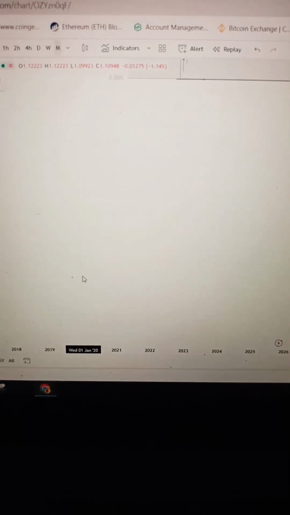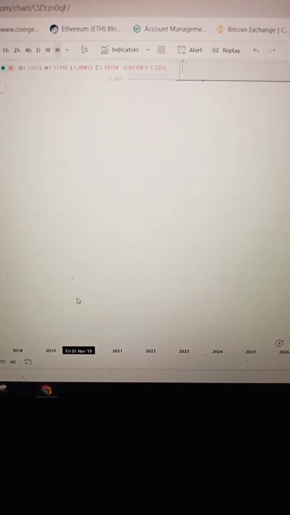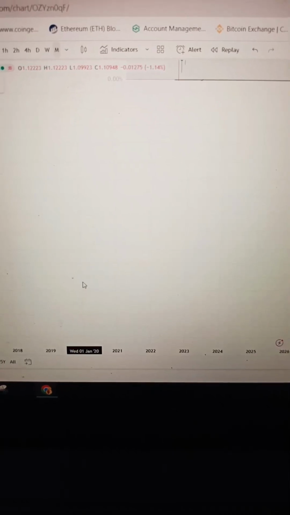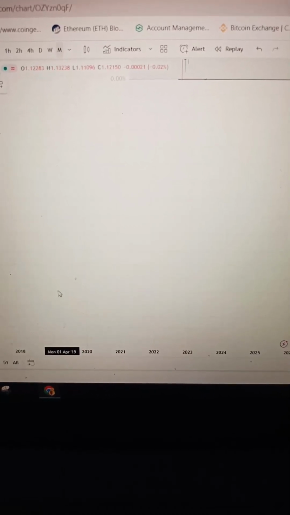With this, I'm sure you will not be blowing your accounts every now and then. If you have good risk management, just use this. Now, this is simple. This is market structure.